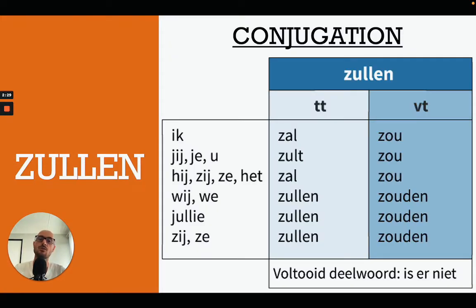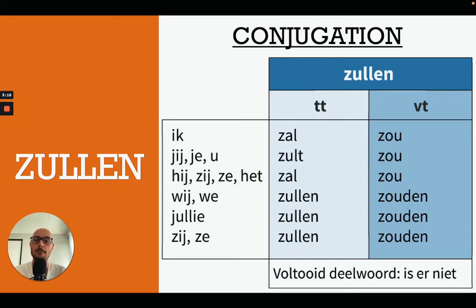Alright, so first of all, we will take a look at the conjugation of zullen. So again, freely translated, shall, will, expressing the future. We're only going to take a look at the present tense. If you look at the table in front of you, you see zullen, that would be the infinitive, and to the left you see the personal pronouns. In the middle, the column of the T and the T, that would be the tegenwoordige tijd. That is your present tense in Dutch. On the right side you see the V and the T, that would be verleden tijd, past tense, and then underneath voltooid deelwoord, there's none for zullen, but that would be the past participle.